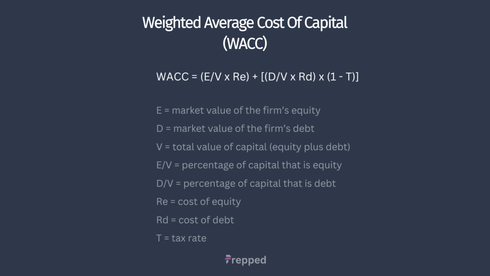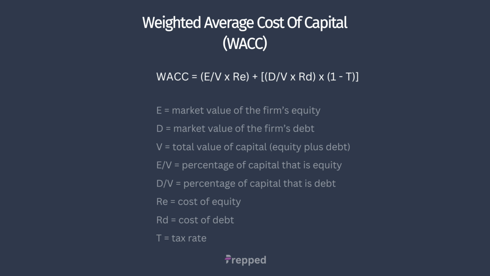Then we've got that second component there, and that's 1 minus T. That's 1 minus the tax rate. The reason we need to consider this is that when you take on debt, those interest repayments are tax deductible, and therefore we need to consider that in the cost there. So we've got the weighting there at the front end times the cost, and then we need to consider the tax on the back end. So that is the debt proportion.